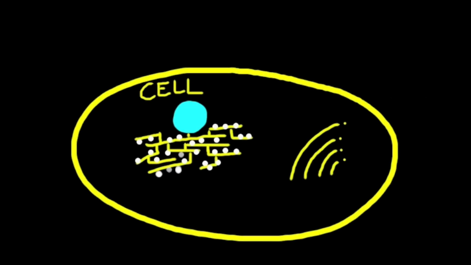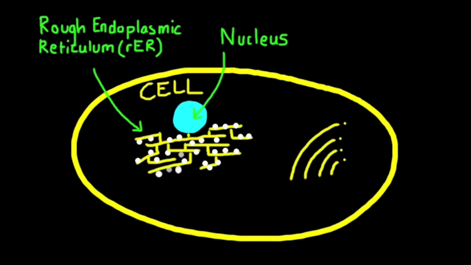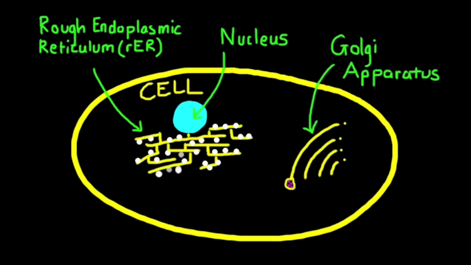Proteins are coded for by genes found on the DNA in the nucleus, and they're synthesized on the rough endoplasmic reticulum. The protein is moved through the rough endoplasmic reticulum, and a vesicle is formed at the end which contains the protein. The vesicle migrates from the rough endoplasmic reticulum to the Golgi apparatus, where it fuses and releases the proteins inside the Golgi apparatus so that they can be modified.